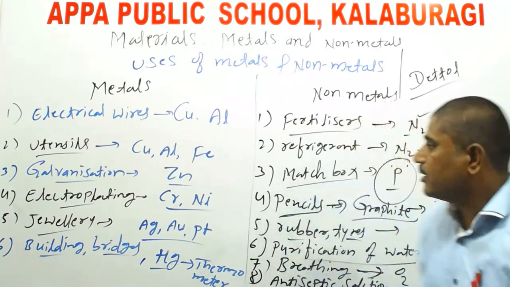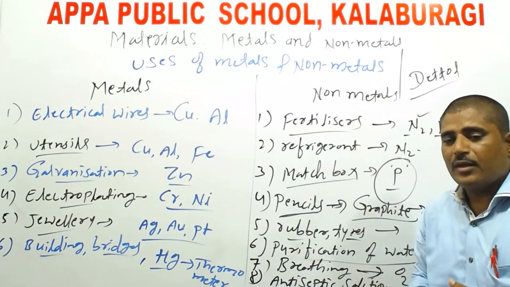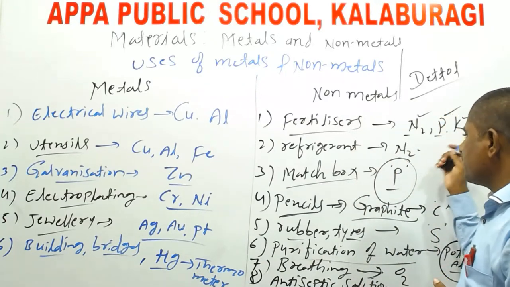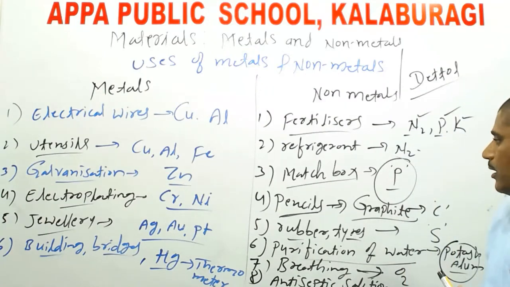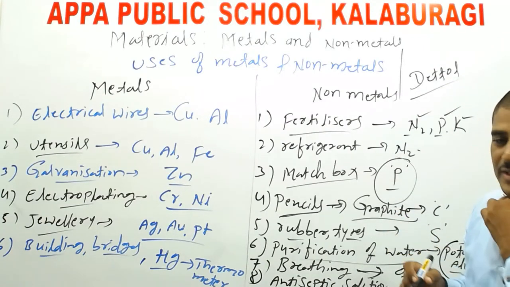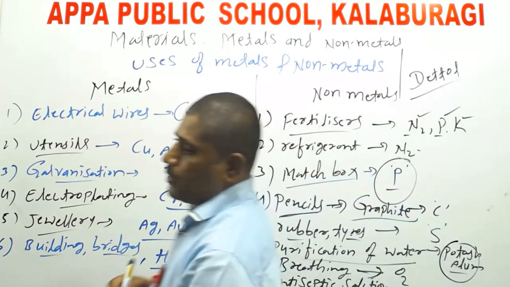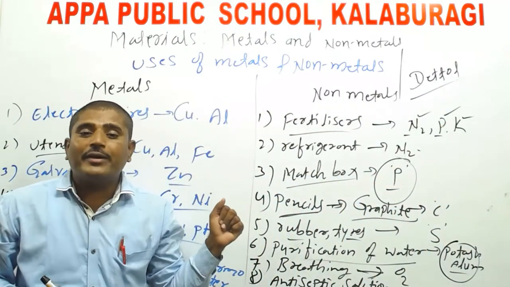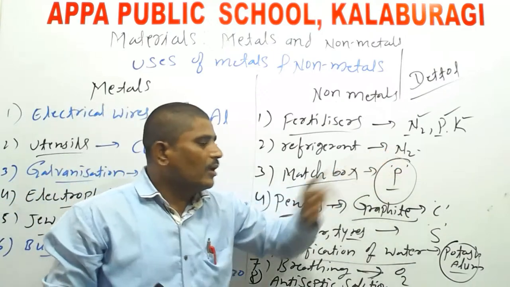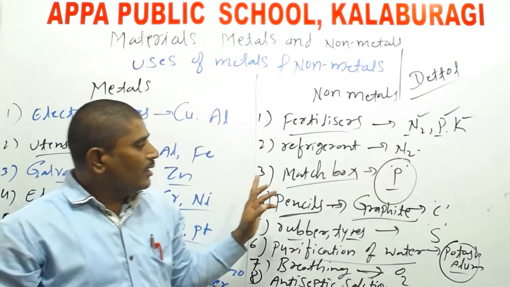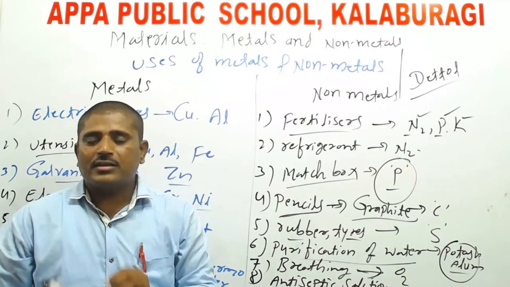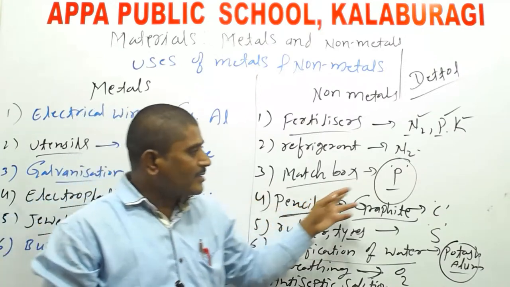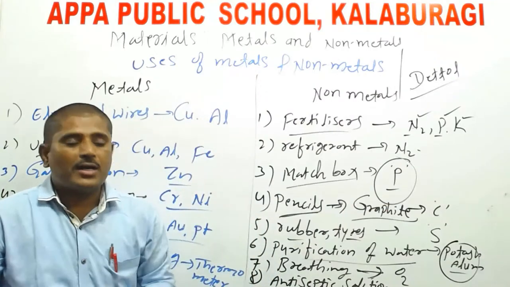Next, non-metals: medicines, fertilizer especially. In fertilizer, nitrogen, phosphorus, and potassium, which is actually a metal. In the refrigerator also we use liquid nitrogen. Next, matchbox. In a matchbox, where the red color is, we use phosphorus in the matchstick.